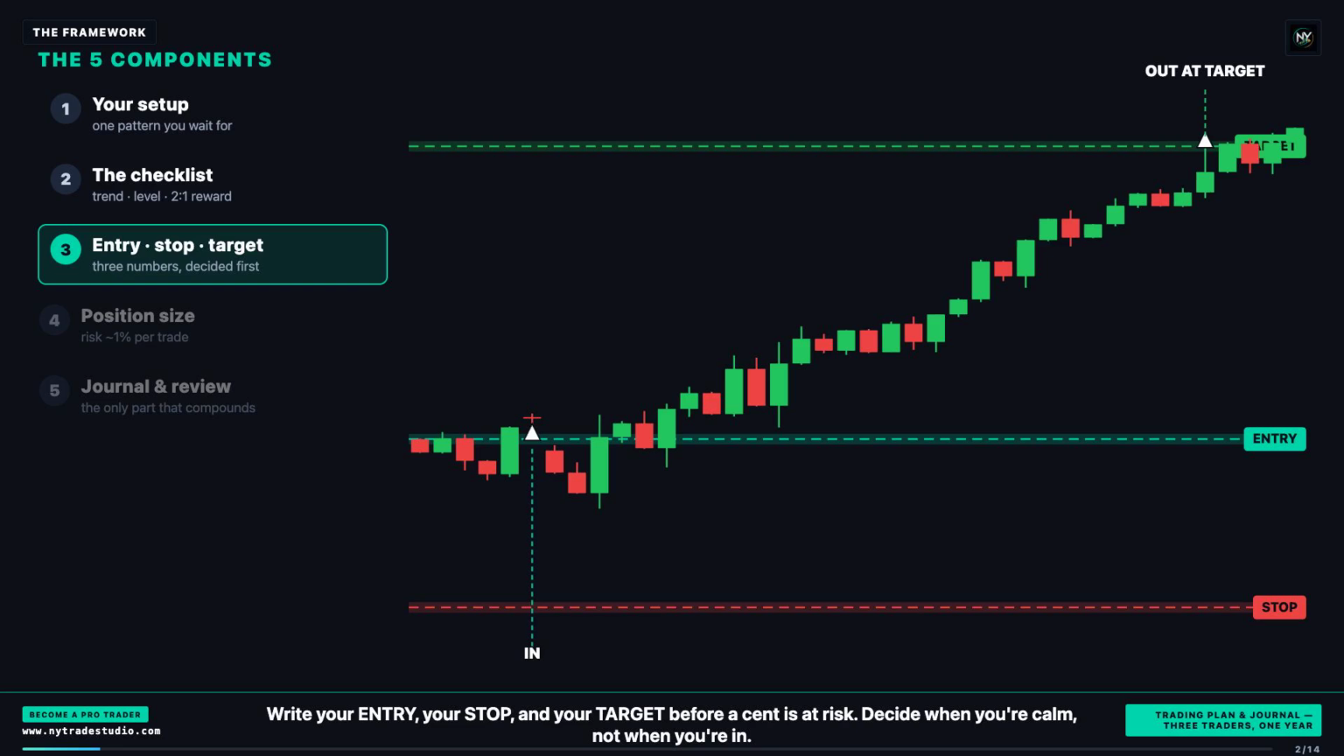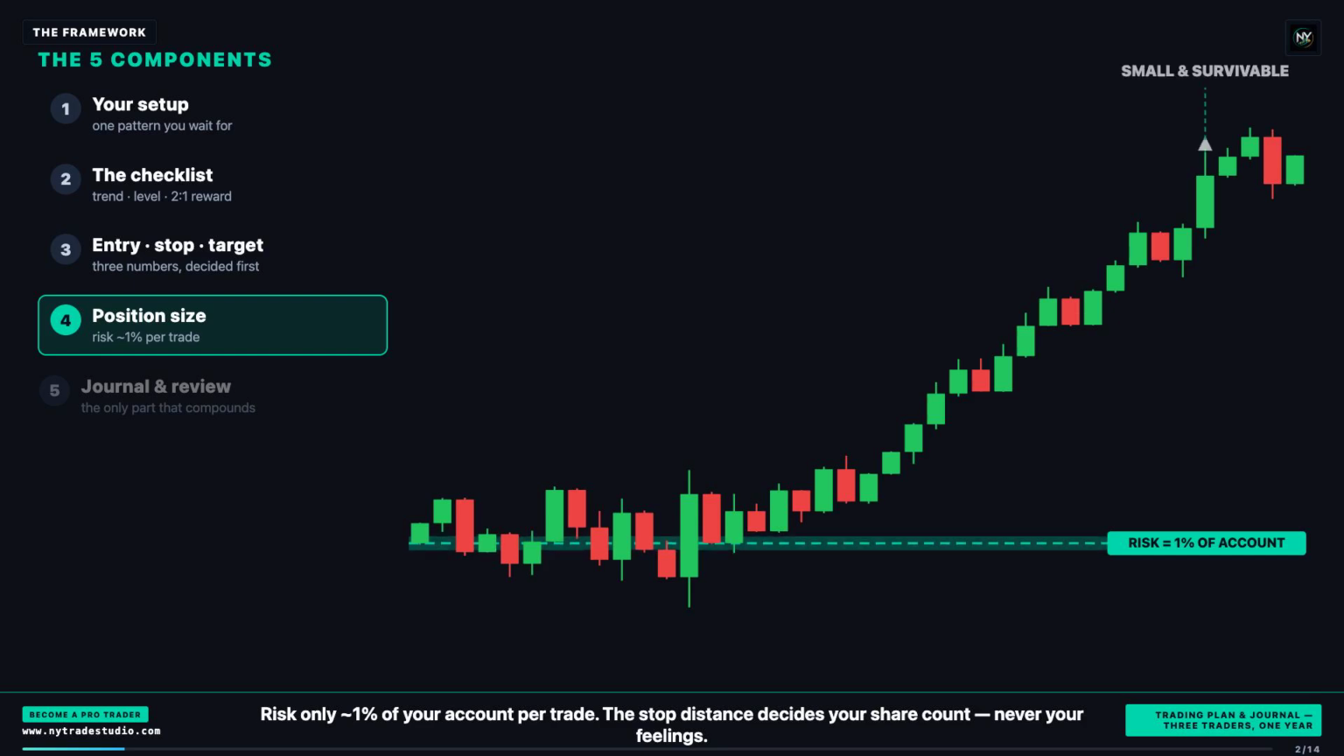Number 3, your 3 numbers written down first. Before a single cent is at risk, you decide your entry, your stop loss, and your target in advance while you are calm, never in the heat of the trade. These 3 numbers are your whole plan on one line. Number 4, your position size. You risk only about 1% of your account on any single trade. The distance to your stop decides how many shares you buy, not how confident you feel. This one rule is what keeps a bad trade from becoming a disaster.